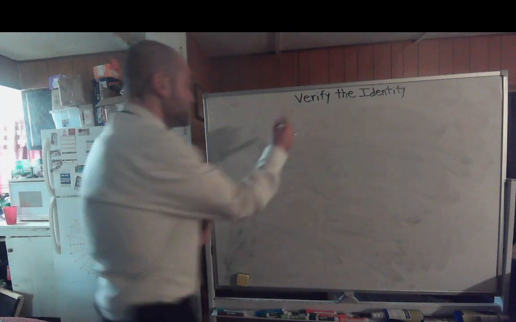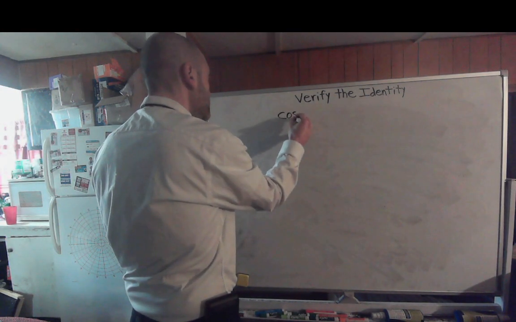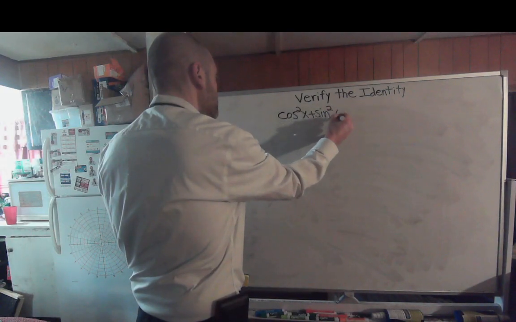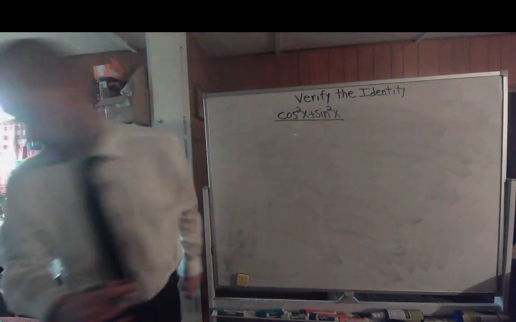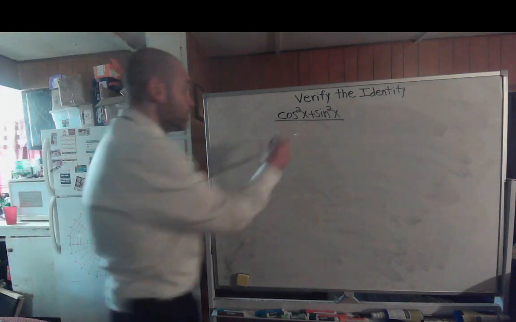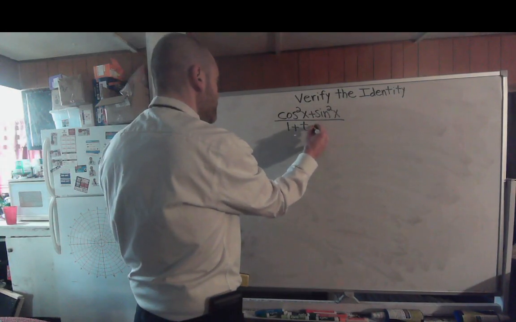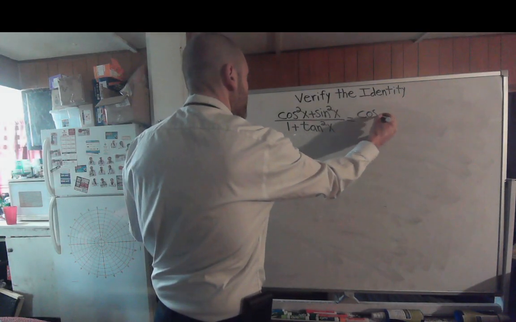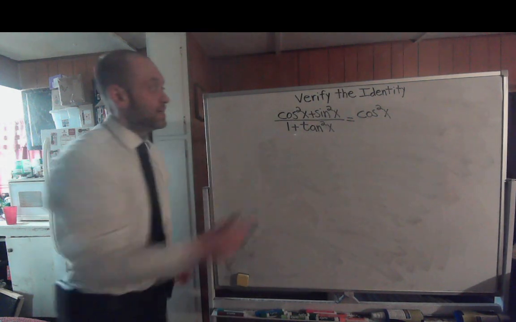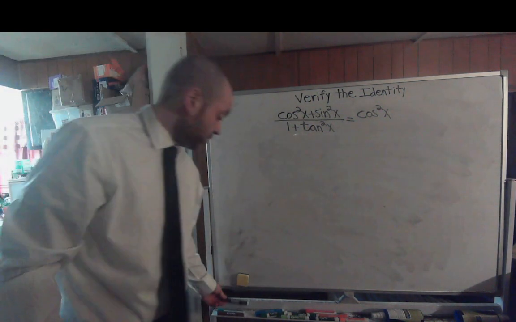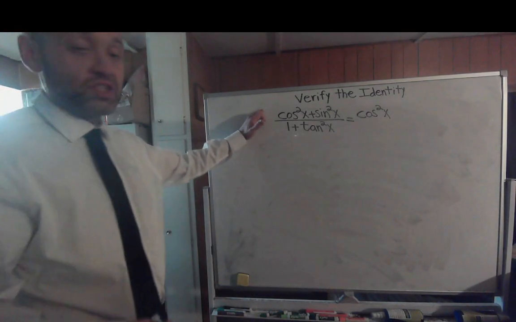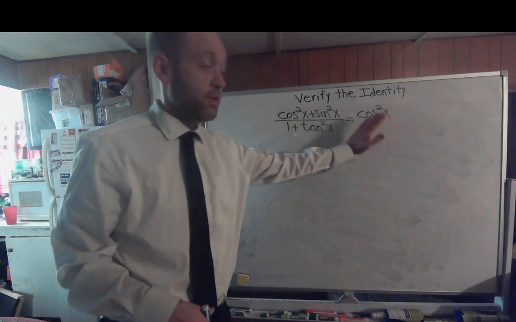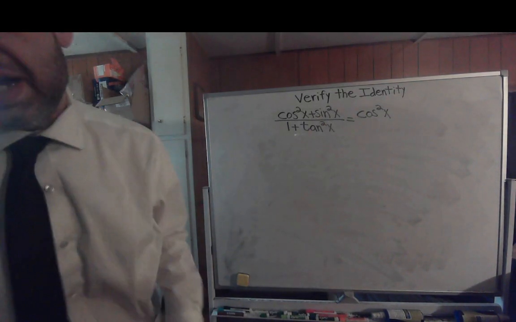All right, let's see. So we have cosine squared of x plus sine squared of x all over 1 plus tangent squared of x equals the cosine squared of x. That looks hideous, doesn't it? It's really not as bad as you think. So cosine squared of x plus sine squared of x all over 1 plus tangent squared of x equals the cosine squared of x. We've got to verify that.